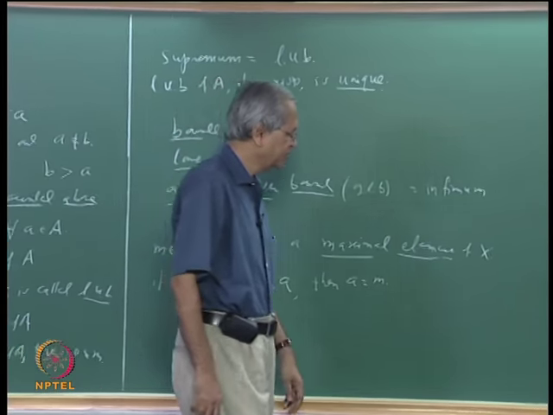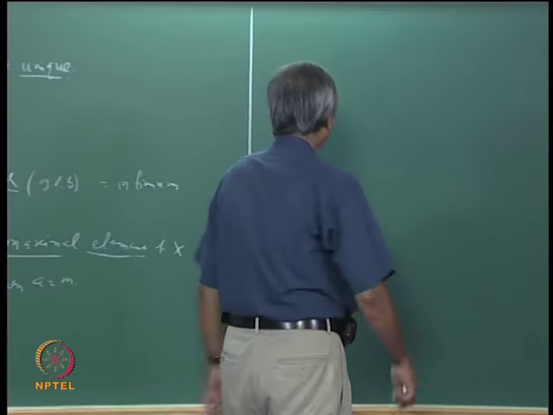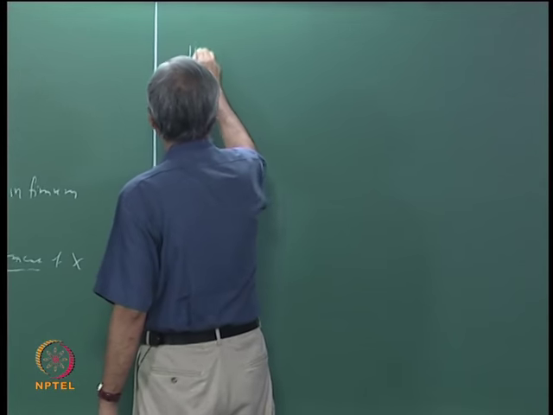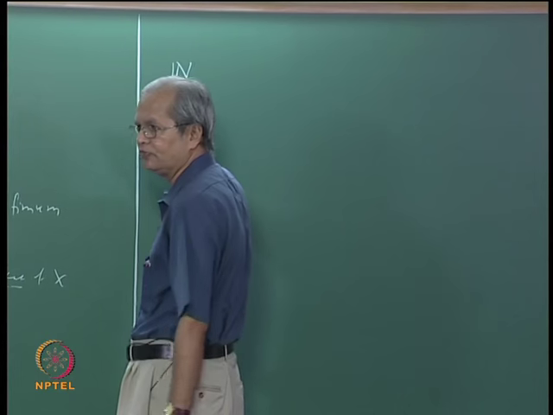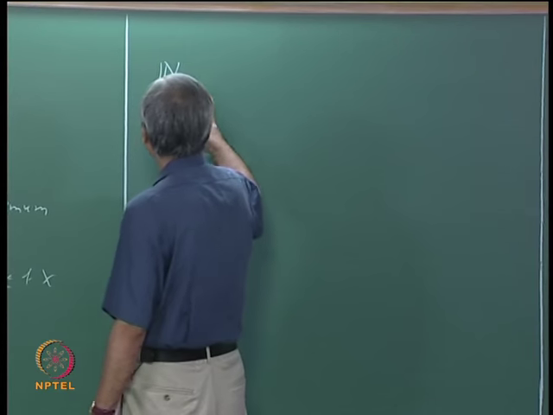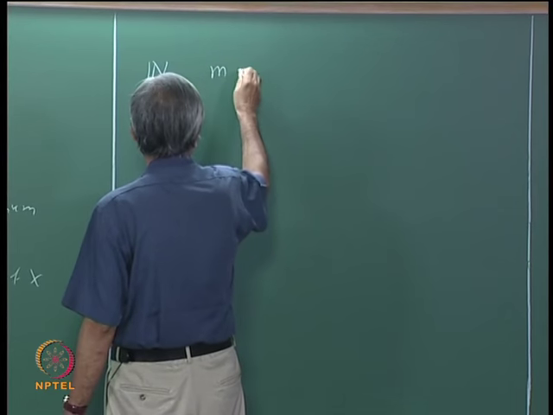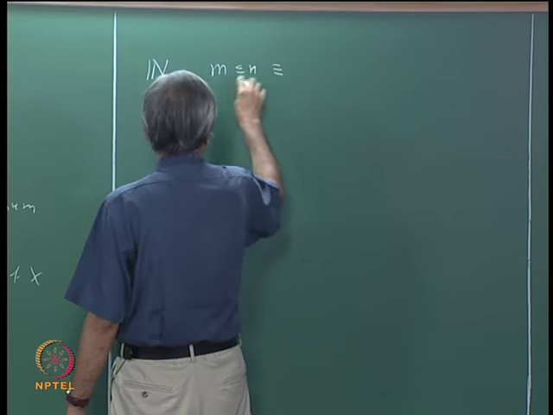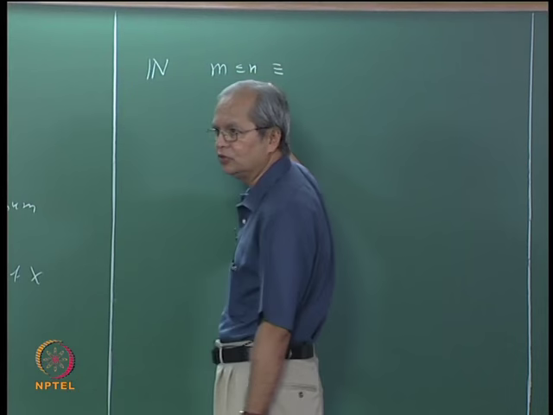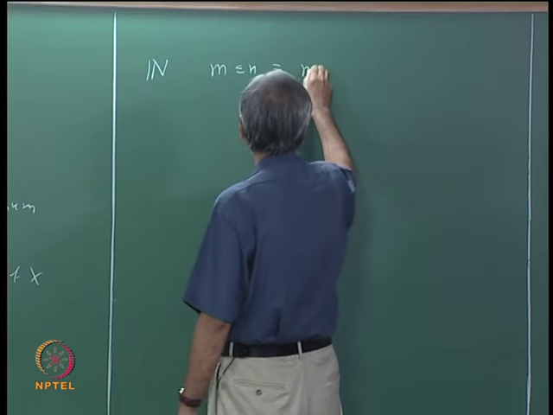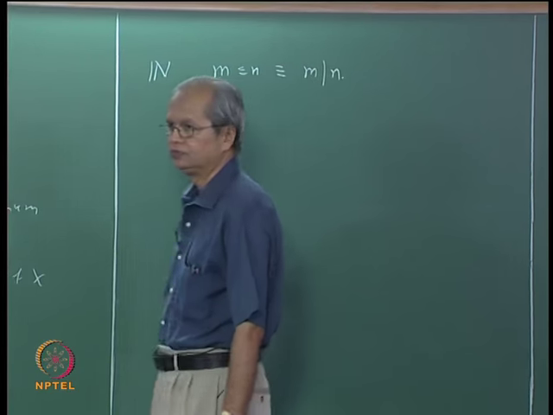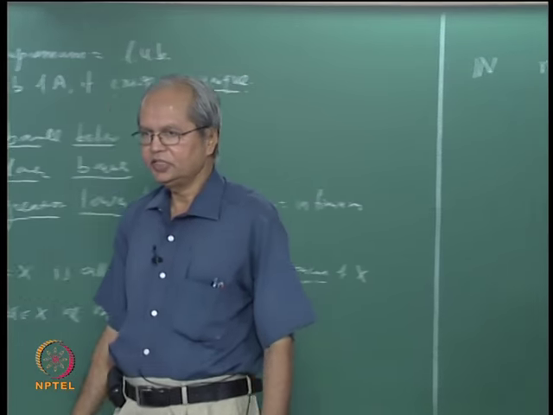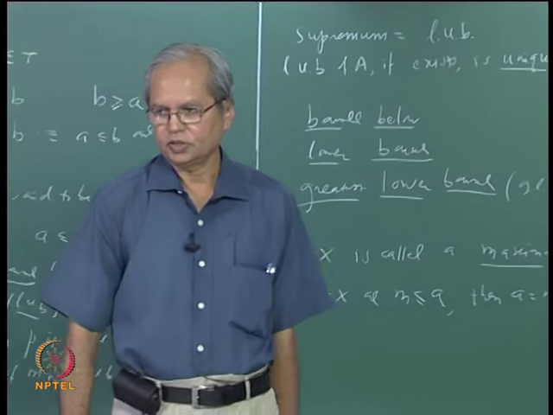I think if we take the examples, it will be clear. Let me recall this example. Okay, we had taken the example of this set of all natural numbers. Okay. And in this we had defined this order. Okay, let me use the same notation again. M less than or equal to N. This means not in the usual sense of less than or equal to. This means M divides N. Right. We had seen that this is a partial order. Okay, this is a partial order.